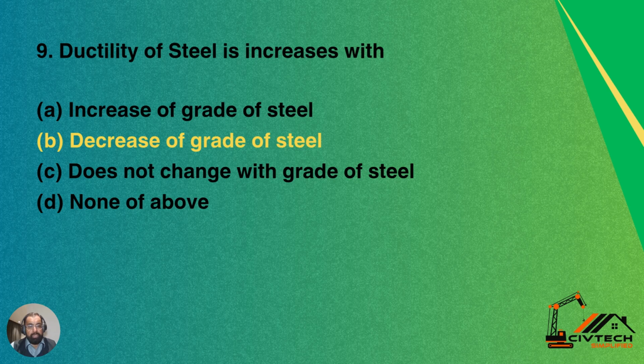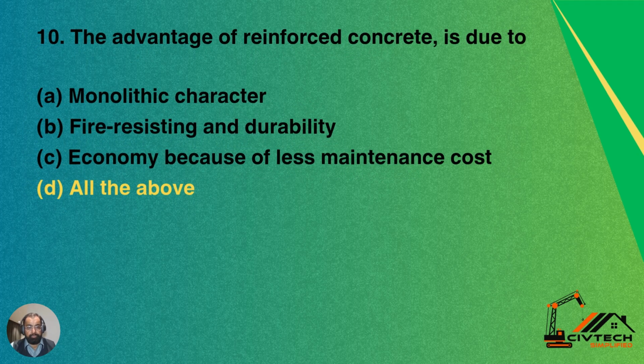Question 9. Ductility of steel increases with: option A, increase of grade of steel; option B, decrease of grade of steel; option C, does not change with grade of steel; option D, none of the above. So ductility of steel, of course, increases with the decrease in grade of the steel. Option B is the correct answer.